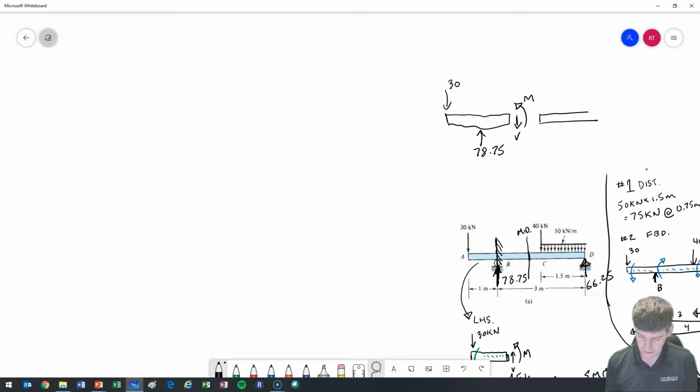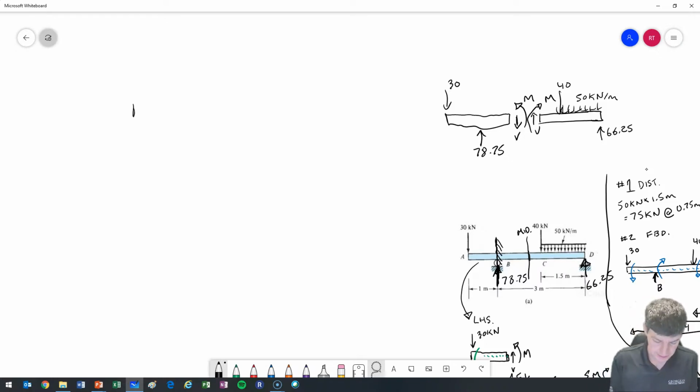And our right-hand side looks like this. It's got the distributed load, and it's got a 40. That's 50 kilonewtons per meter. And we had 66.25. And we had a V up and an M going back this way. So my advice is usually don't mess with the distributed loads if you can, and we'll see in another example that they can cause you a lot of grief. So let's just use the left-hand side.